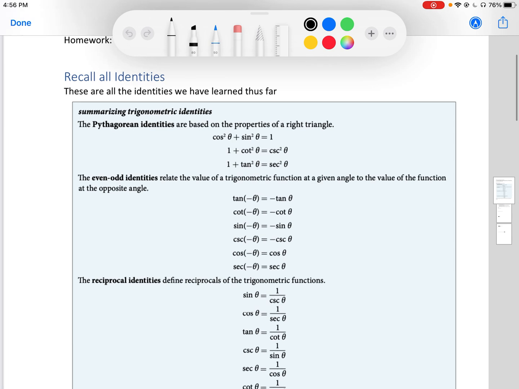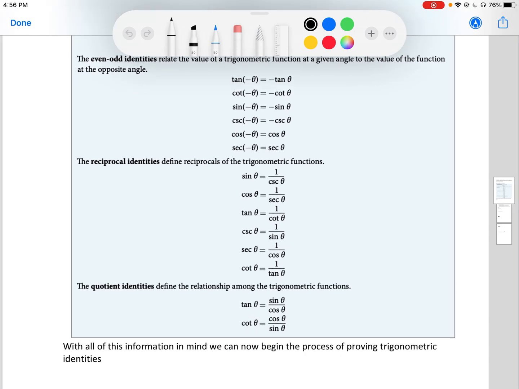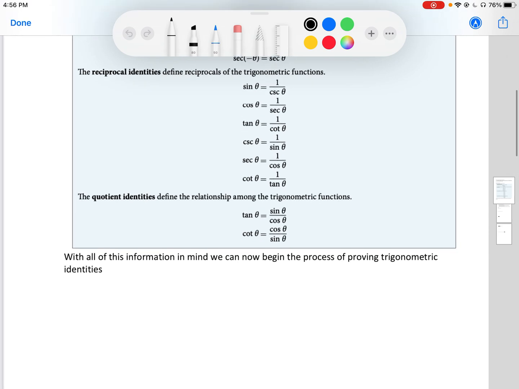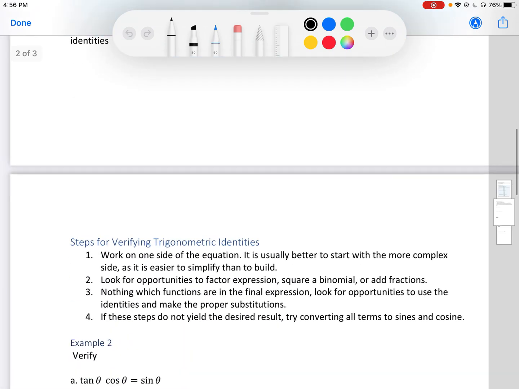To begin, let's recall some identities that we have established. We have the Pythagorean identities, which read cosine squared theta plus sine squared theta equals 1. And we have other similar trig identities. We have our even and odd functions, reciprocal identities, and quotient identities. With all this information in mind, we can now begin the process of proving trig identities.